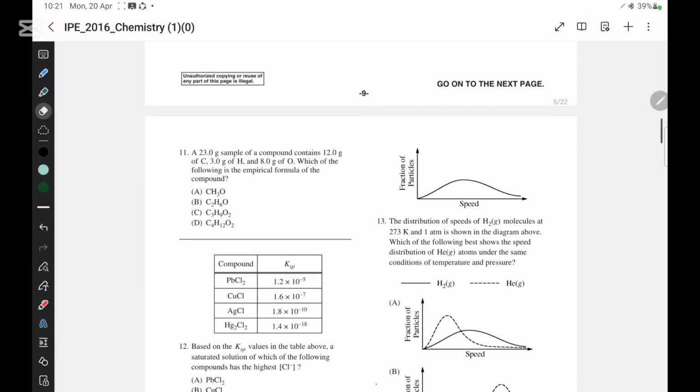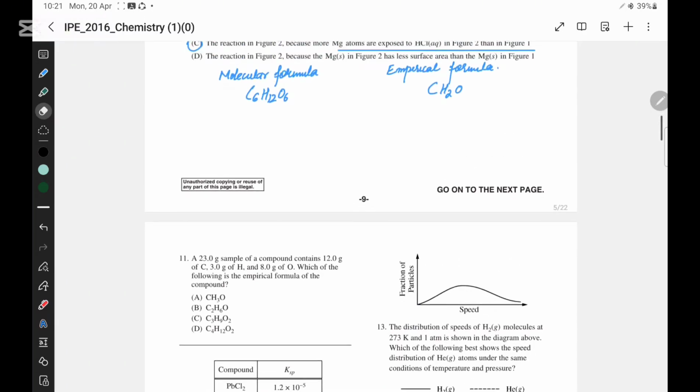So for the next question, they are saying a 23-gram sample of a compound contains 12 gram of carbon, 3 gram of hydrogen, 8 gram of oxygen. Which of the following is the empirical formula of the compound? So we have carbon, hydrogen, and oxygen. Carbon is 12 gram, hydrogen is 3 gram and oxygen is 8 gram.